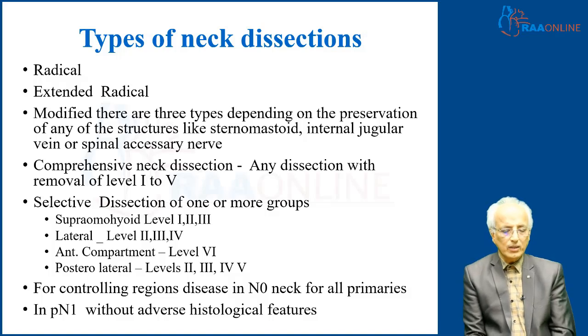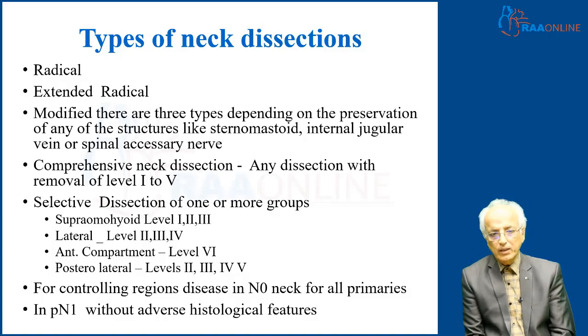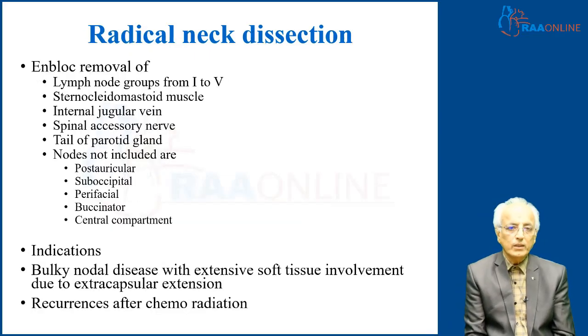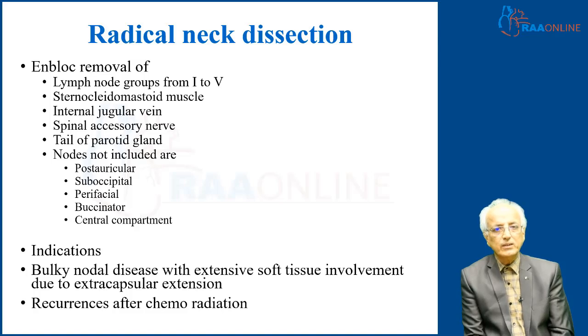These neck dissections are done for controlling the malignancy when there are no neck metastases proved. Neck dissections are done predominantly with primaries with node negative status for controlling the loco-regional disease. In pathologically N1 disease without adverse histological features, neck dissections play a role. Now we will take one after another the various types of neck dissections.